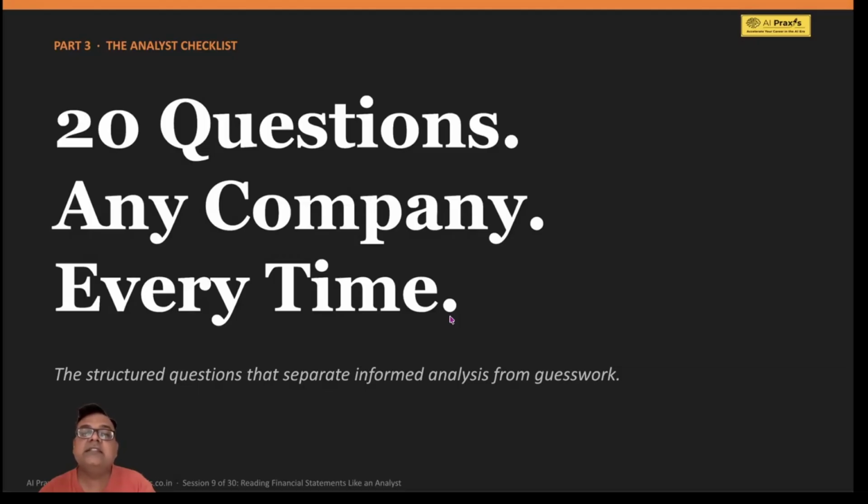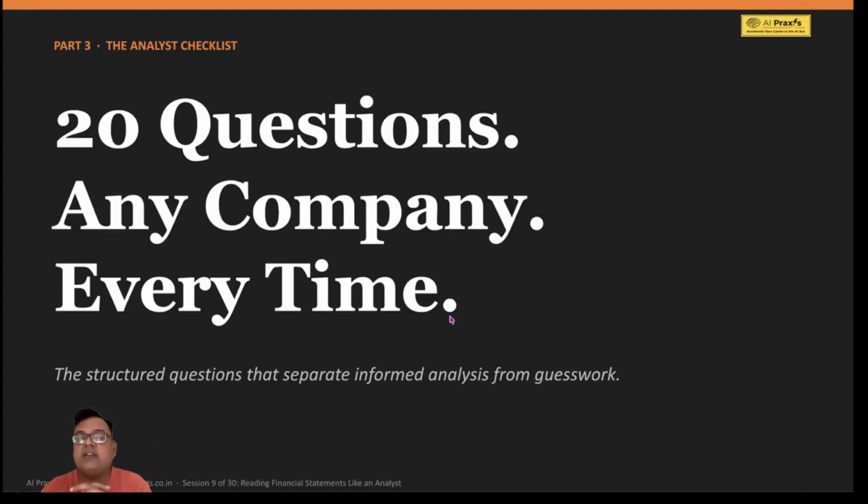Because real analysis is not about quickly saying this company is good or this company is bad. It's about building clarity, one question at a time. When you go through these 20 questions, you start seeing patterns. You start noticing where the company is strong, where it is weak, and where things are unclear. And that is a shift. So from guessing to structured thinking, right?